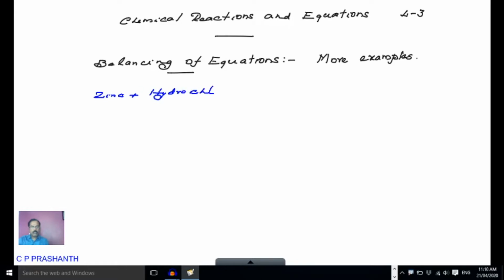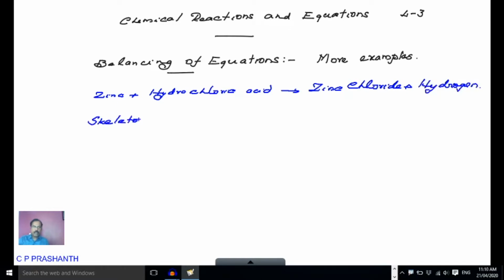We had seen this reaction in the previous class, zinc reacting with hydrochloric acid. The products are zinc chloride and hydrogen. This reaction we had observed in the previous class. Now let us write the skeletal equation first.